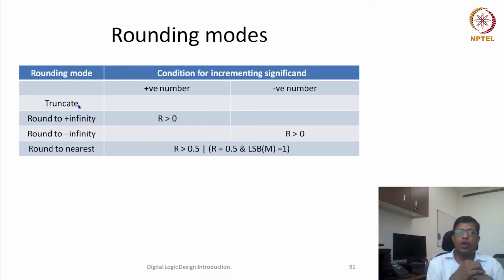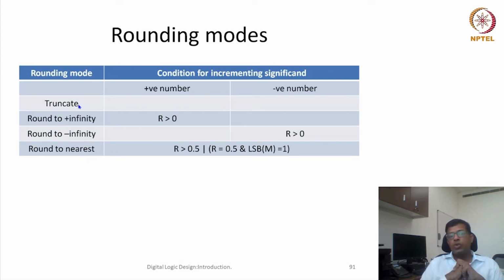Now the third mode is round towards negative infinity. In this mode, if the number is positive, and we truncate the residue part, then it is closer to minus infinity. So that means we don't add 1. But if it is a negative number, then we look at the residue. If the residue is more than 0, then we add +1 to the significant, so that now it is closer to minus infinity.